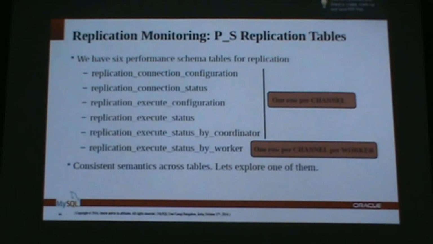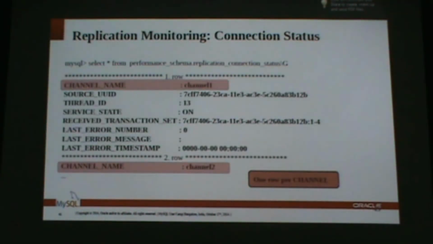As the names say, these 2 are related to connections, these 2 are related to execution, and these 2 are related to MTS. If you are interested in the connection between a master and slave, you have to look into this. If you are interested in configuration, the first table; status, the second table. So let's take one table example, connection status.